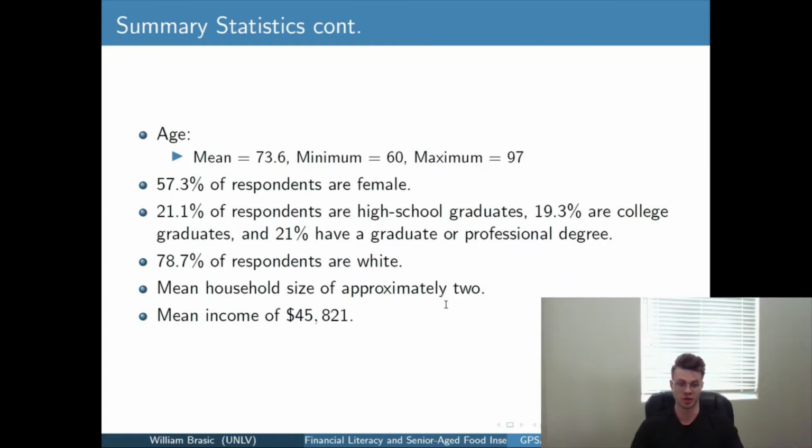Just more basic stats on my data set. We had a mean income of $45,000. Majority of respondents were female. The vast majority of respondents were white. Mean age was 73.6.